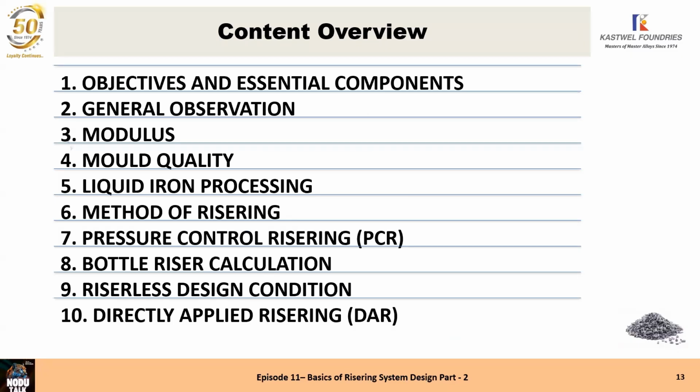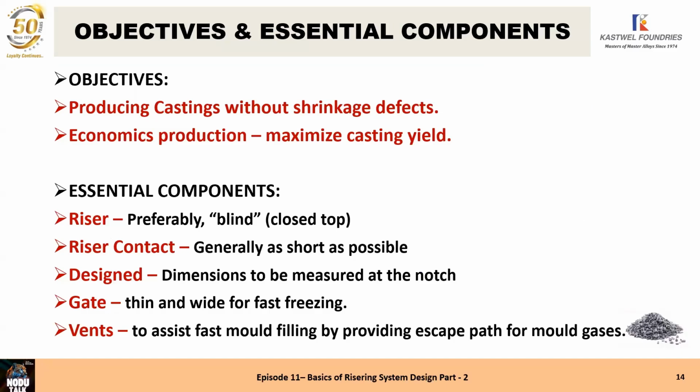Good afternoon, people. We'll go through these contents: objectives and essential components of risering, observations, and how to calculate modulus. Modulus is a concept on which the whole risering system is based. Then mold quality peculiar to SG iron, liquid iron processing of SG iron, risering methods, and the types of methods used for calculating the risers. The objective of risering is to produce castings without shrinkage defects. That's the main objective. That's why we are in the business.